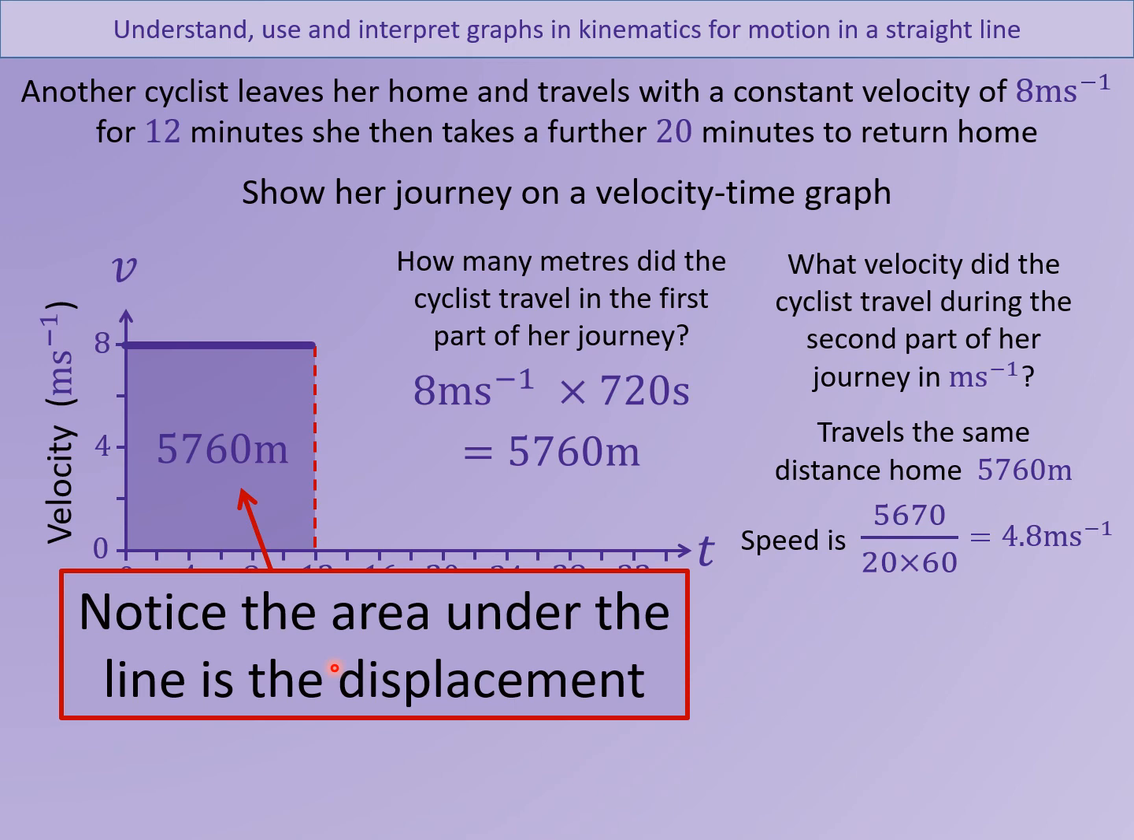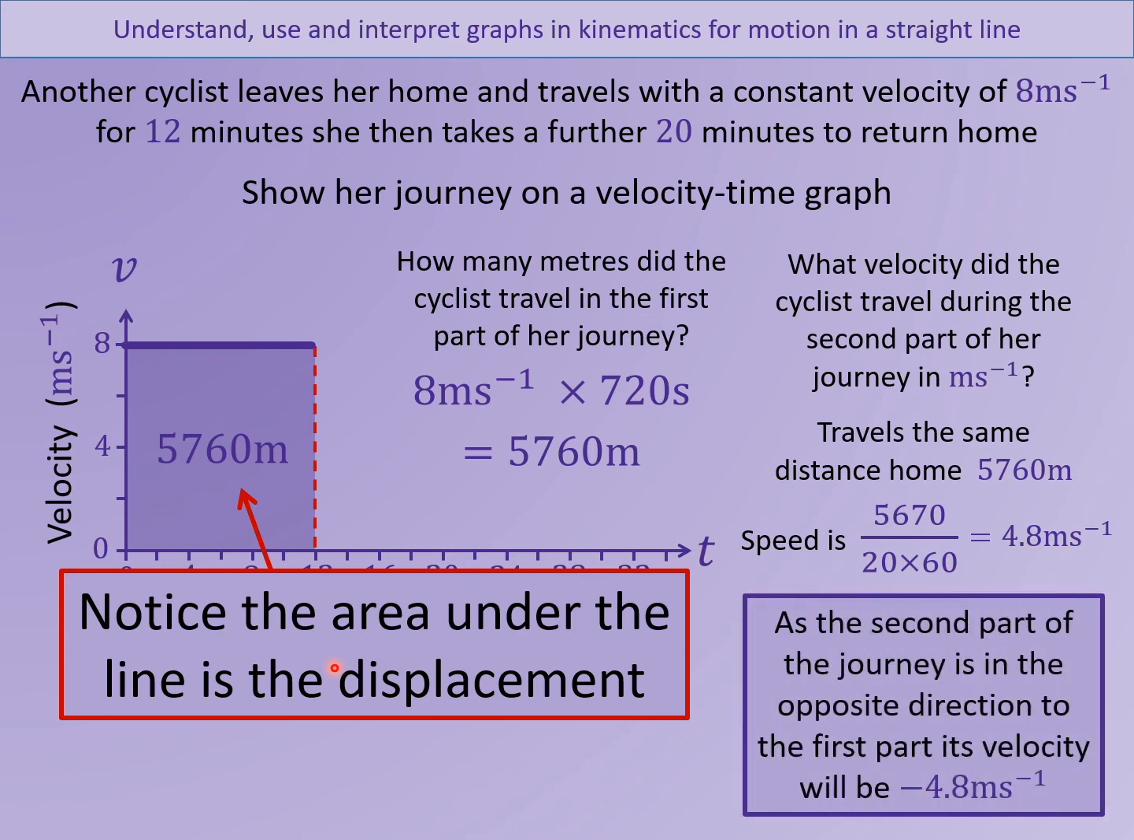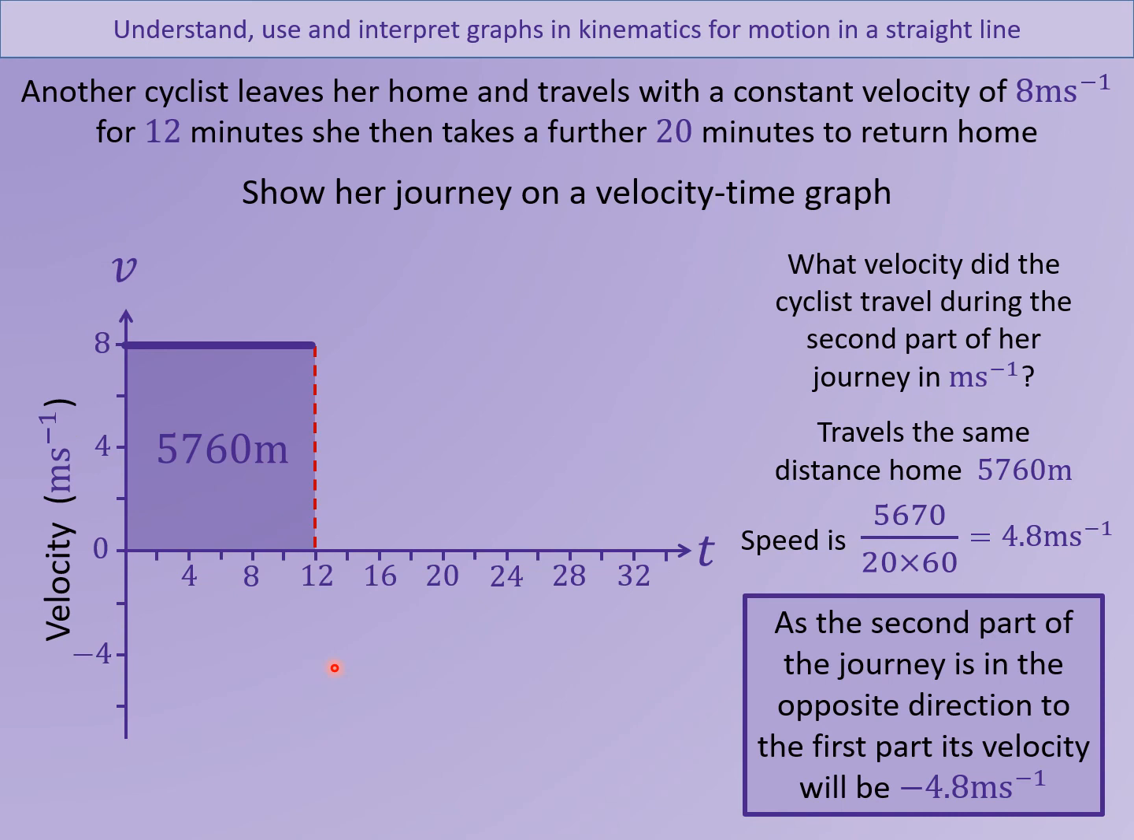Now, in order to return home, the cyclist will need to travel in the opposite direction, so we will need to use a velocity of negative 4.8. So we can now add this to the graph. Here you can see that we have a rectangle with the same area as this rectangle here, showing that the cyclist has travelled the same distance in both sections.